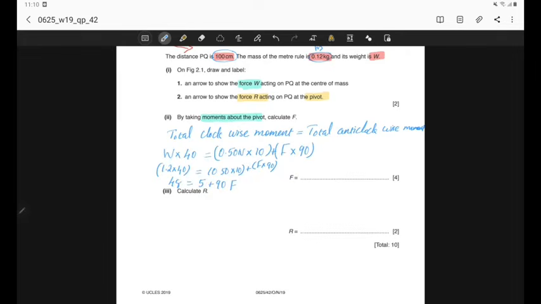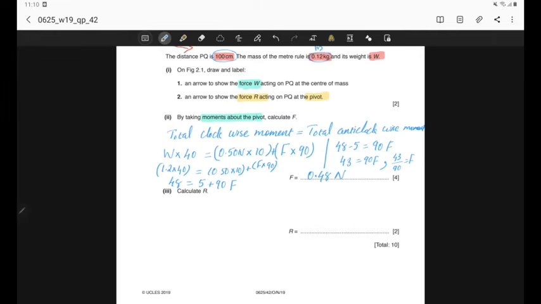So we will get 48 is equal to 5 plus 90F. We can take 5 to the other side, so 48 minus 5 is 43, equal to 90F. So F will be, we can take 90 also to this side, 43 over 90 is equal to F, and that is 0.48 Newton.